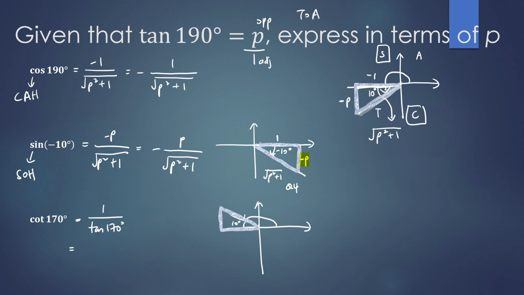So in this case, my opposite of my 10 degrees is positive p. The reason is because this happens in the positive direction on the y-axis, whereas the adjacent side is negative 1 because it is in the negative direction on the x-axis. And right now, it's sufficient. I don't actually need the hypotenuse because tangent is opposite over adjacent. So therefore, it'll be 1 over opposite is p, adjacent is negative 1. Simplified, that would be negative 1 over p.